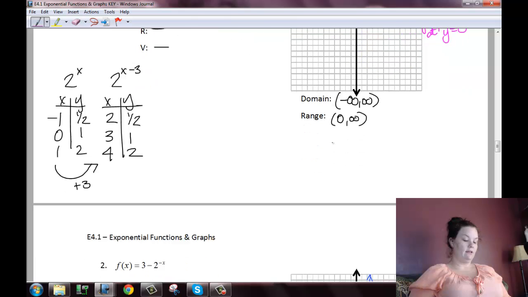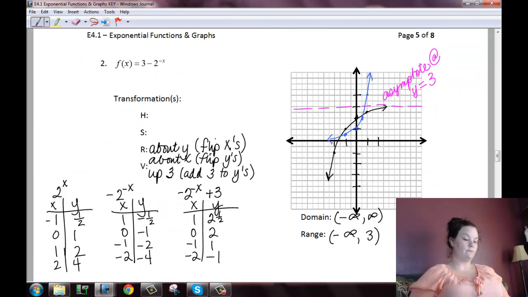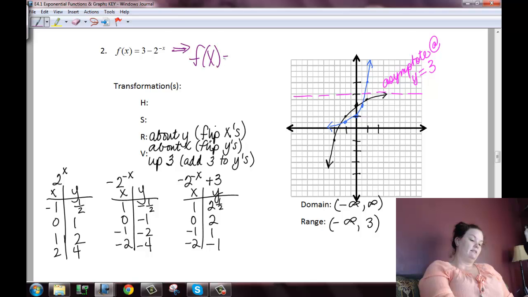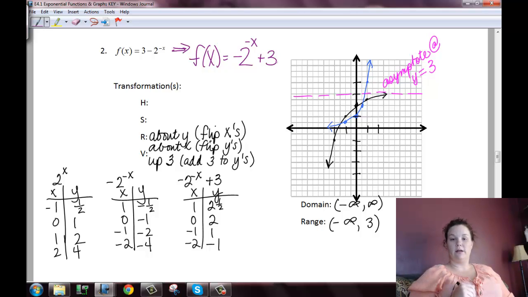When I look at number 2, this is another one you could write with the exponential base first. So if you write f of x is equal to -2 to the negative x and then plus 3, that's fine as well. Whatever helps you. If the 3 doesn't bother you coming first, that's fine. Just make sure you don't use that as your parent function. 2 is the thing that has the exponent, so 2 is your parent function.